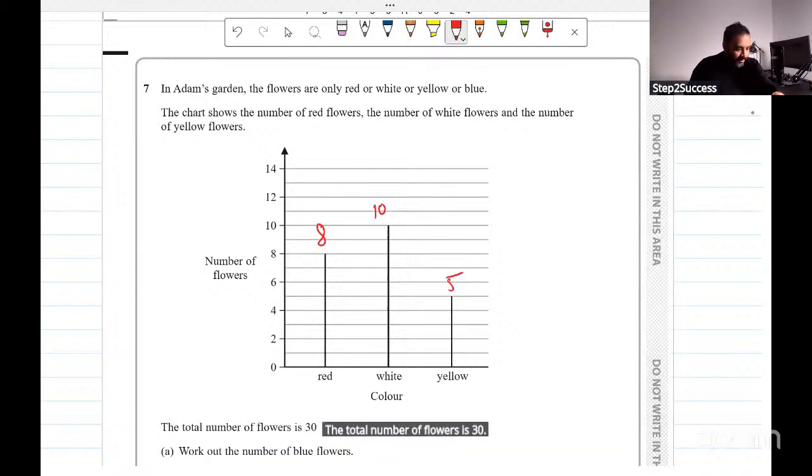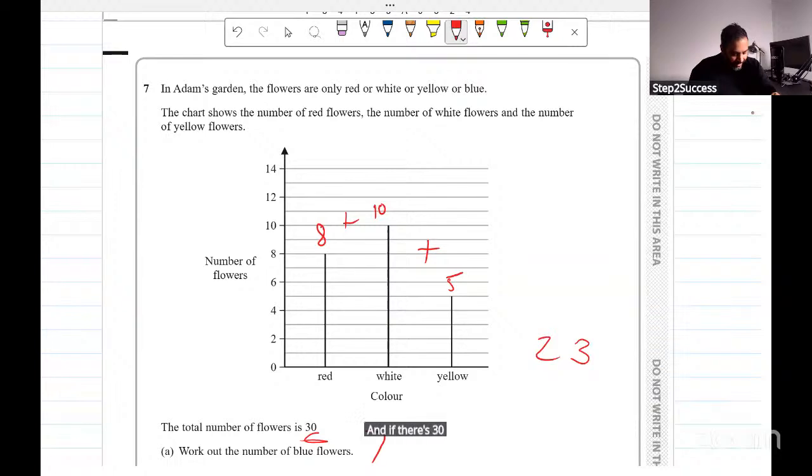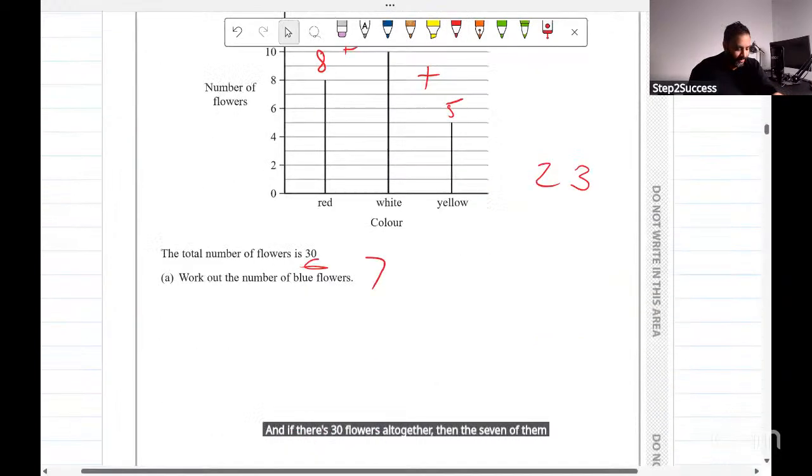Work out the total number of blue flowers. Well, we haven't recorded blue flowers on this diagram. So far, we've got 8, add 10, add 5, which is 23. And if there's 30 flowers altogether, then 7 of them must be left, and 7 of them are blue.